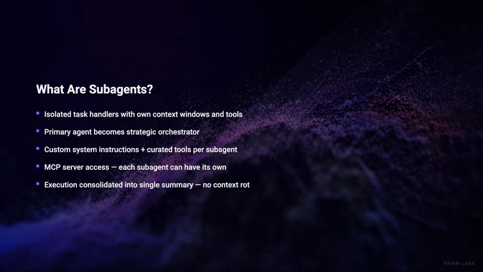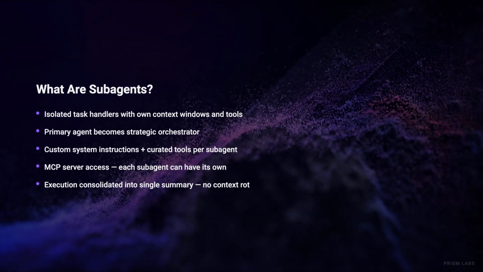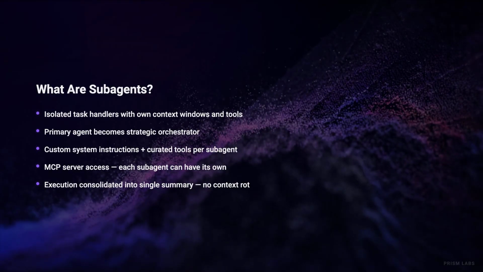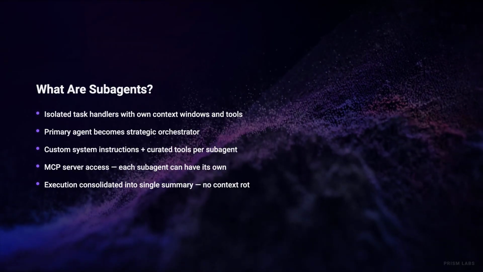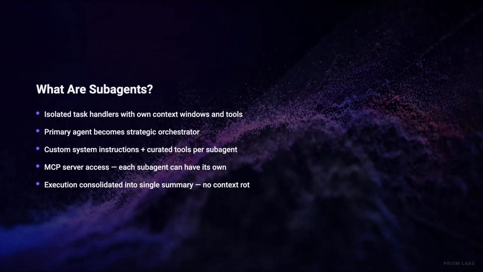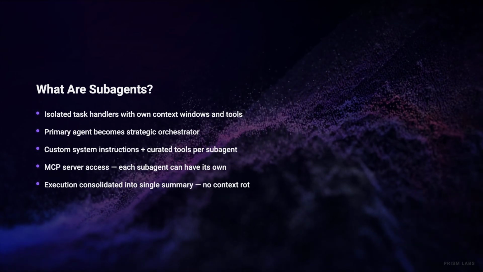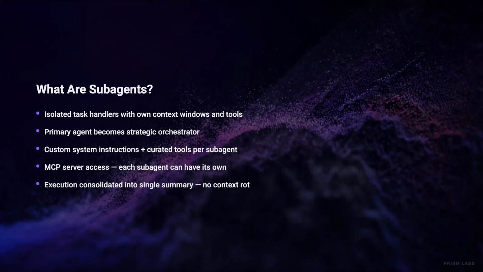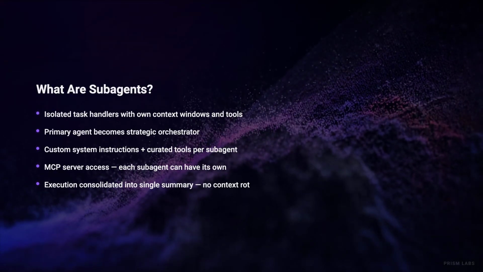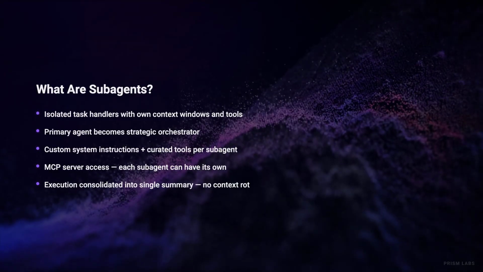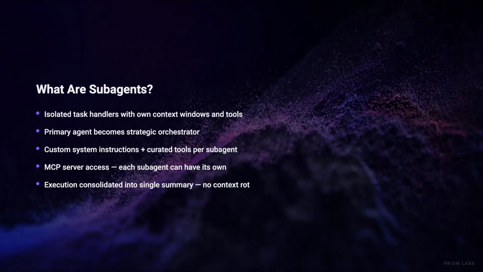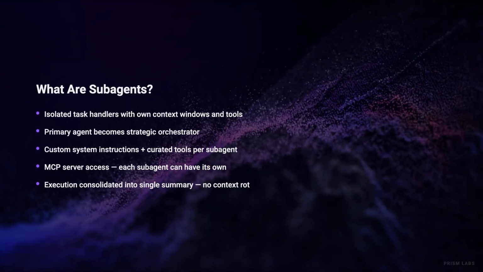When the subagent finishes its work, which might involve dozens of tool calls, file searches, or test runs, the entire execution gets consolidated into a single response back to the main agent. This prevents what the blog calls context rot and context pollution, the gradual degradation of conversation quality as the context window fills with intermediate steps and noise. The result is that your main session stays fast, focused, and cost-effective even on complex multi-step projects.